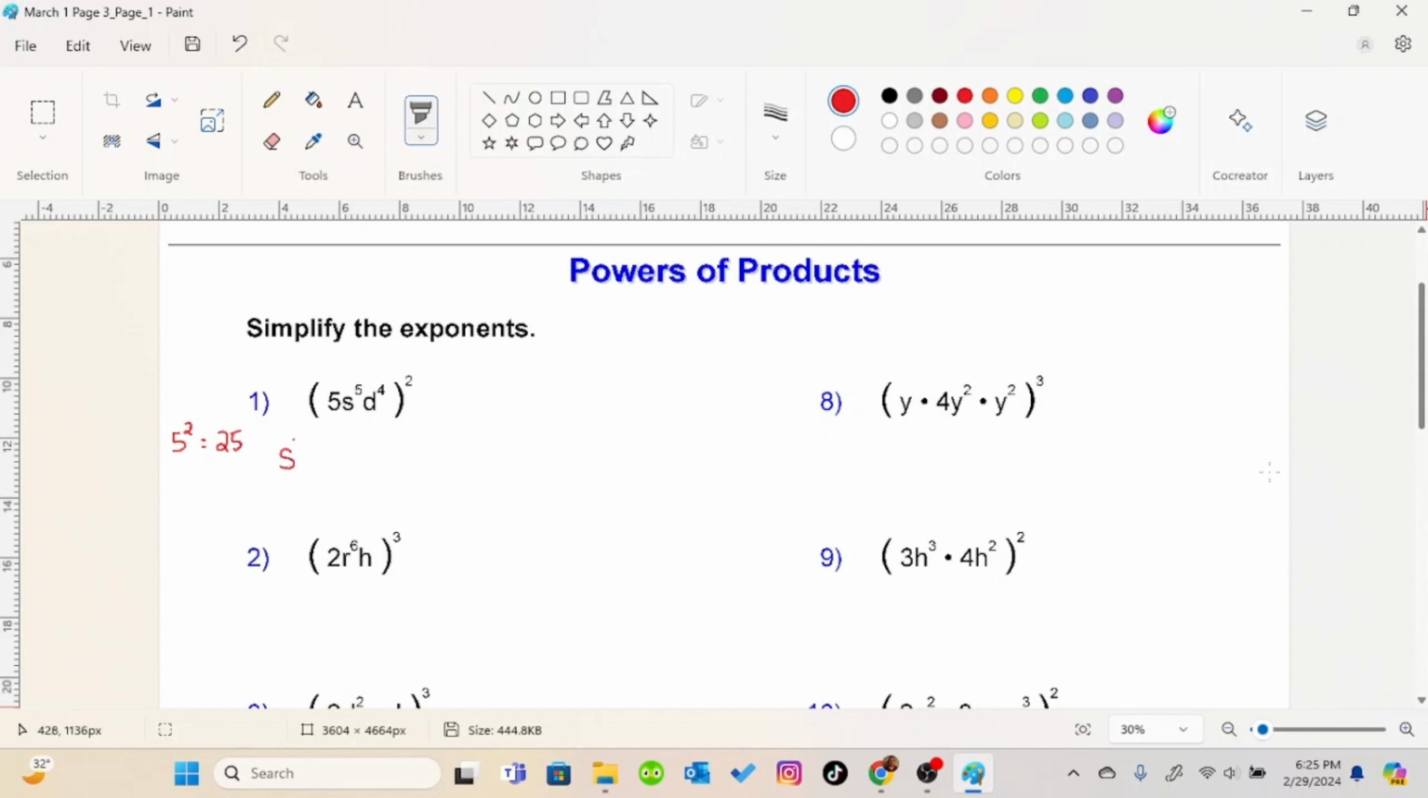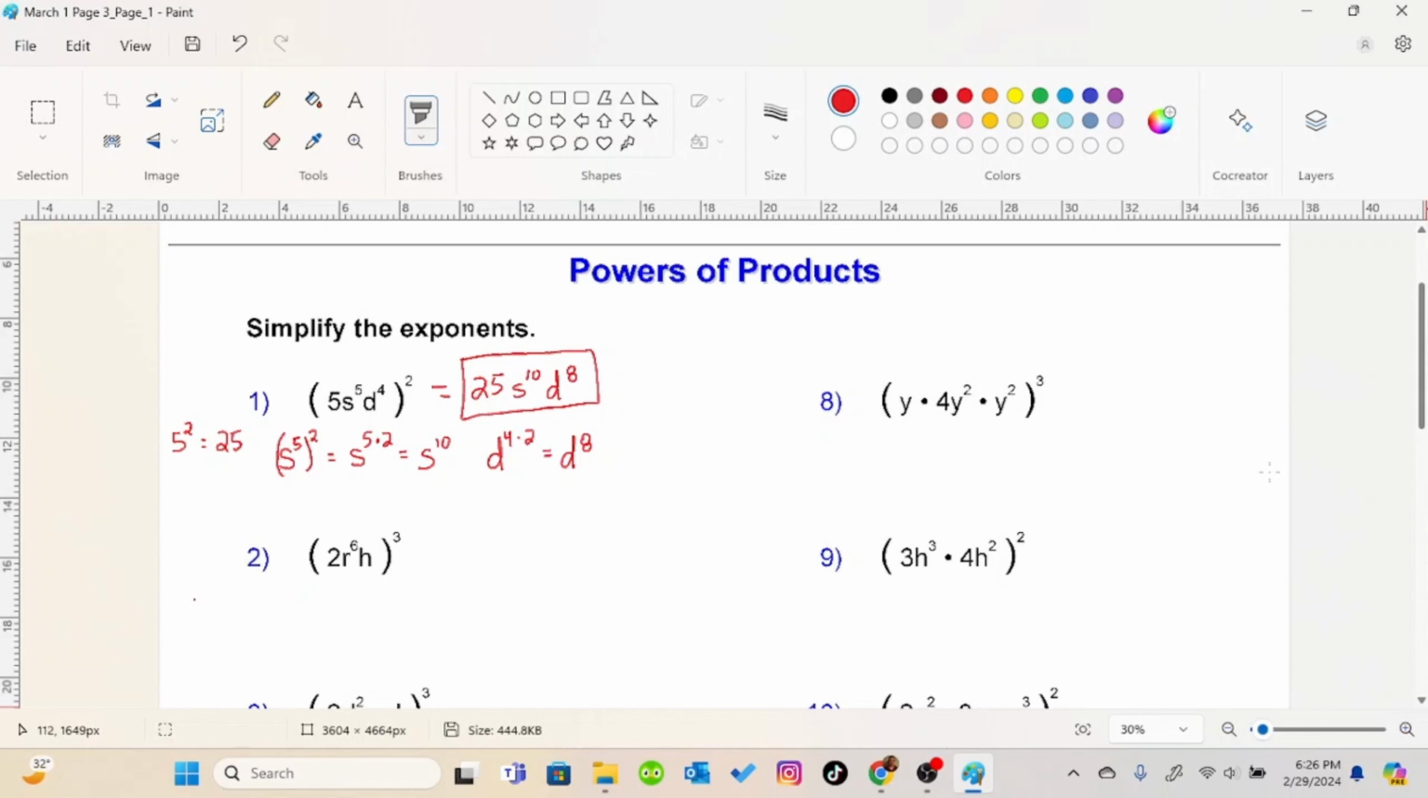Then we have s to the 5th squared. And when you raise a power to a power, you multiply them together. So that becomes s to the 5 times 2, which equals s to the power of 10. And then for d, that's d to the 4 times 2, which equals d to the 8. So when we combine everything, we have 25 s to the power of 10 d to the power of 8. And that's the final answer.